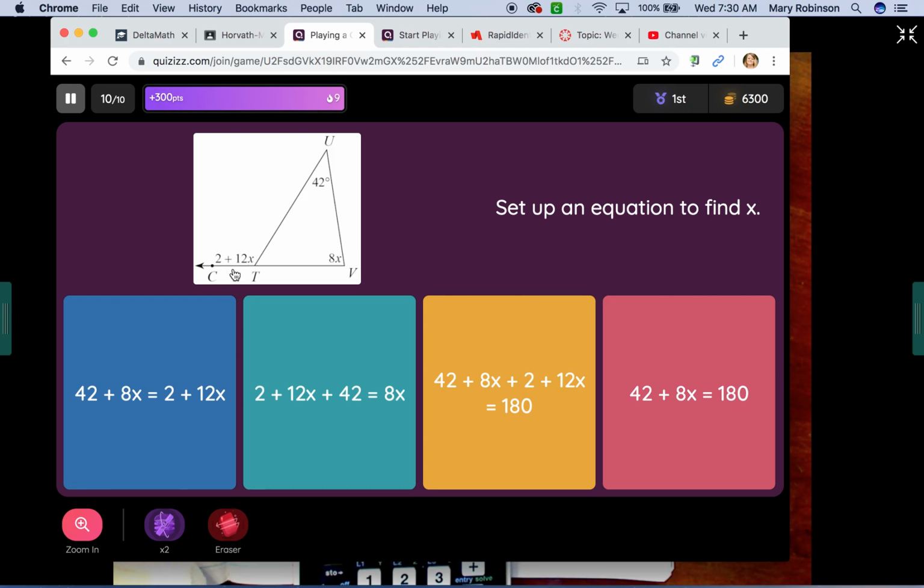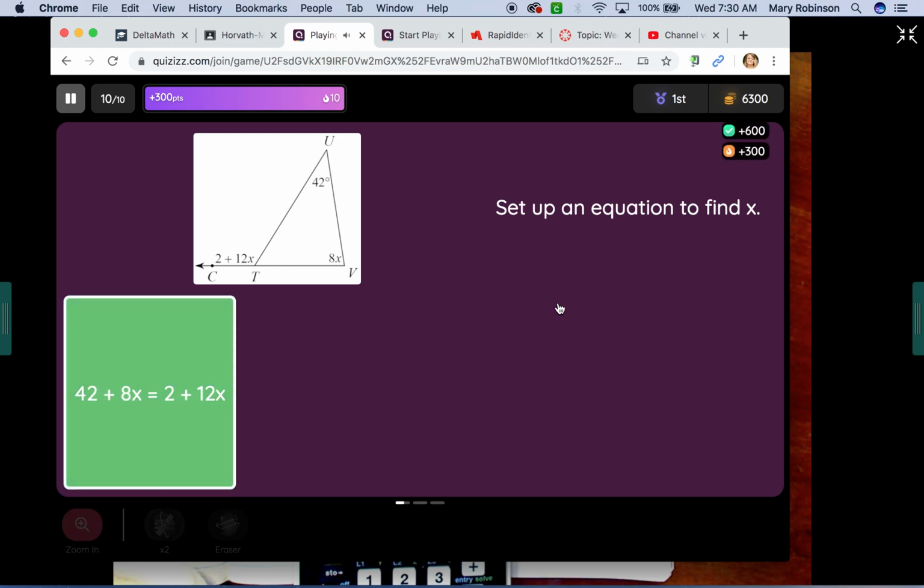So last question here is to set up an equation to find x. So that means I simply need to remember that this measure out here, the exterior angle, is going to be the sum of 42 plus 8x. So I need to look for this on one side of the equation and 42 plus 8x on the other side. So here I've got 42 plus 8x, and it's equal to 2 plus 12x, and that happens to be correct, right? You add up the two remote interior, 42 and 8x, and it's equal to 2 plus 12x. And that's it.